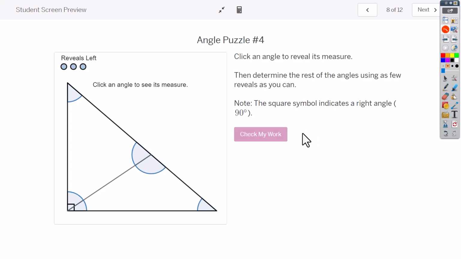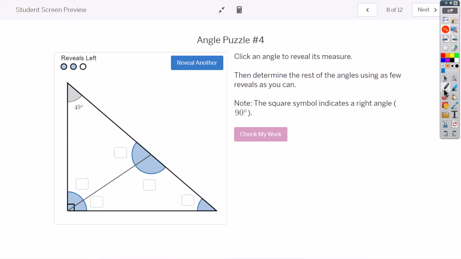So I'm going to kind of lead you through how we can figure out all these angle measures based on just a few angles revealed. So we'll click on an angle to reveal its measure to get started, and then use all of the things that we know to figure out all the other angles. I am going to start with this angle here. We're told it's 49 degrees.